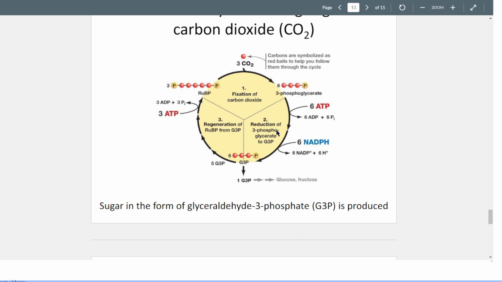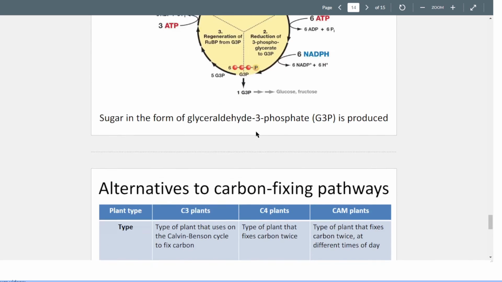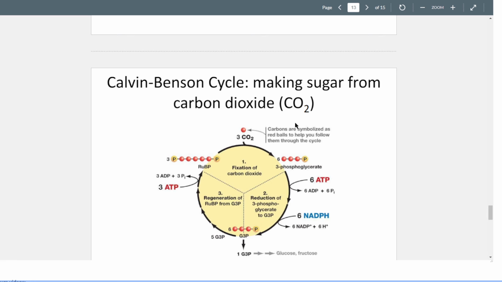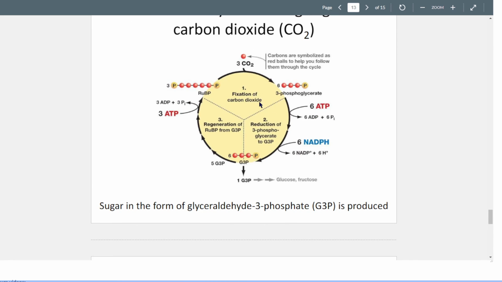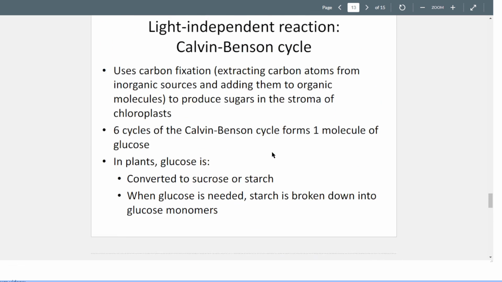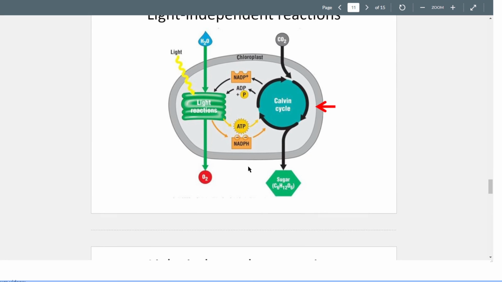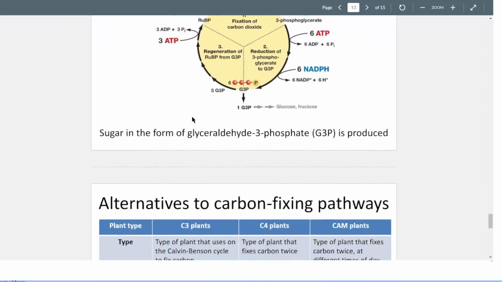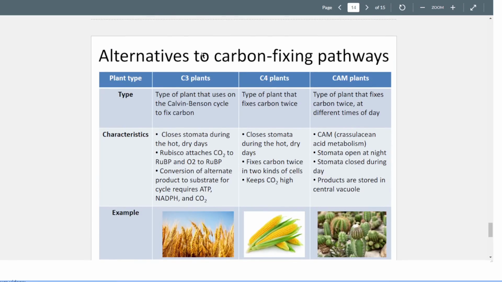Basically we have to break the RuBP and reform as well. So we get 3-phosphoglycerate. That's what we get when we break it and add those, and then we reduce this 3-phosphoglycerate to G3P. 1 goes down, and we do that 6 times, and the 5 regenerates. This is why we need the ATP and NADPH from the light-dependent reactions.